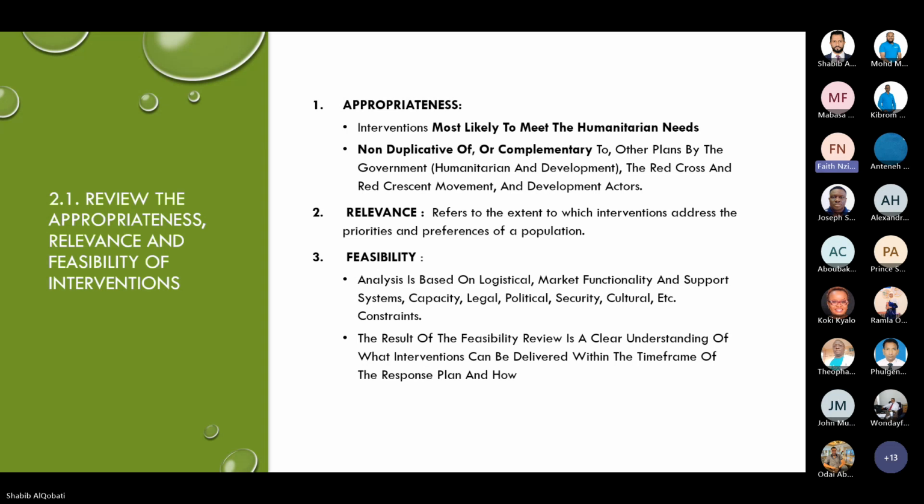Appropriateness is the first response analysis step in the prioritization exercise. This is to identify interventions that are most likely to meet the humanitarian needs, given their severity, magnitude, causes, and trends, as mentioned earlier by Anthony. So what you prioritize should be able to meet the specific objectives of the clusters as derived from the HNO. Also, the intervention should be non-duplicative of or complementary to other plans by the government, either humanitarian or development. So you should consider also what the Red Cross and the other development actors are doing.